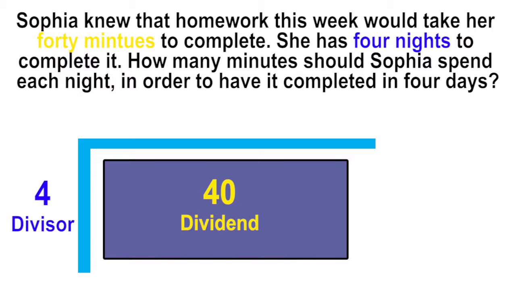What would the equation be that represents this problem? 40 divided by 4 equals what? Our answer to this equation is called the quotient. The quotient is the answer or result of dividing one quantity by another.